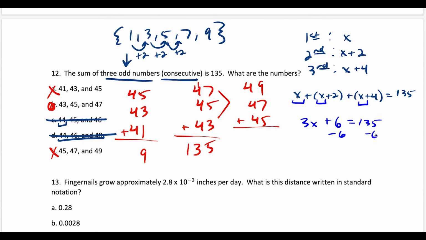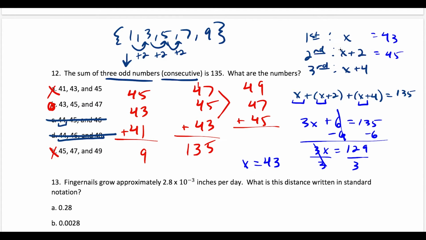And now what we could do is subtract 6. That's going to give us 3x equals, 6 minus 6 cancels, and 135 minus 6 is 129. And then notice what we have here. If we divide by 3, we could just do the long division. x equals 12 divided by 3 is 4, and 9 divided by 3 is 3. So x equals 43, that's the first number. And then after 43, the next odd number, 43 plus 2 is 45. And then x plus 4, the next one here would be 47. So 43, 45, 47 is definitely the answer.